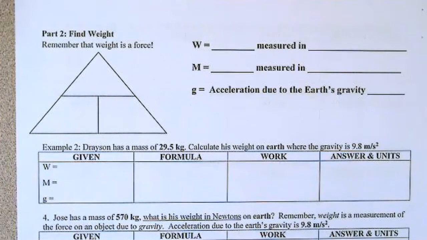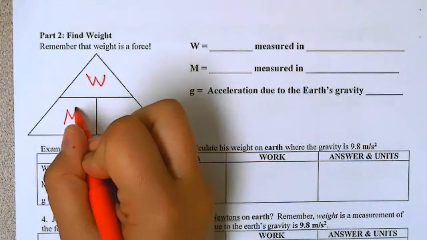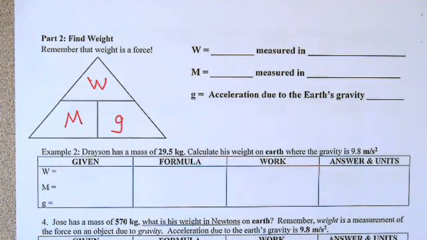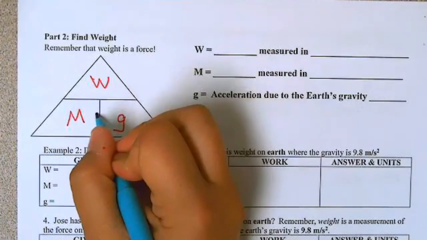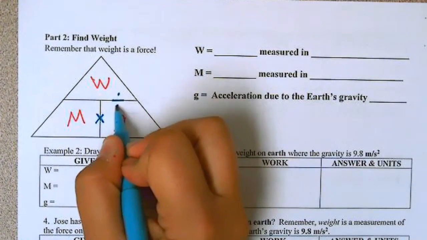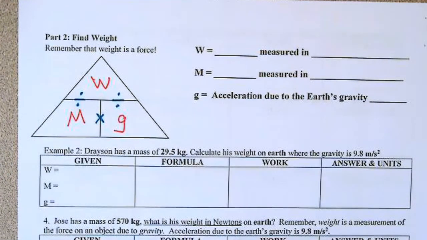So for weight, you need to know the formula for weight. Weight equals mass times gravity. Weight equals mass times gravity is our formula for weight. Okay, so for this one, we can put multiply between the mass and the gravity. We can put divide between the weight and the gravity, and divide between the weight and the mass. So if we need to calculate mass or gravity, we know we're going to be dividing.